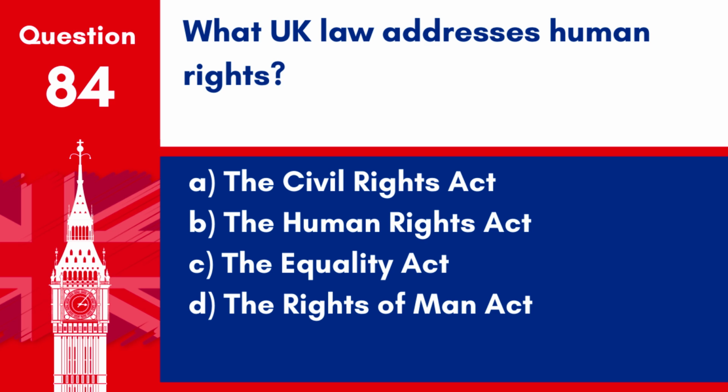Question 84. What UK law addresses human rights? A. The Civil Rights Act. B. The Human Rights Act. C. The Equality Act. D. The Rights of Man Act. Answer B. The Human Rights Act. The Human Rights Act 1998 is the key law in the UK that incorporates the rights set out in the European Convention on Human Rights into domestic British law.